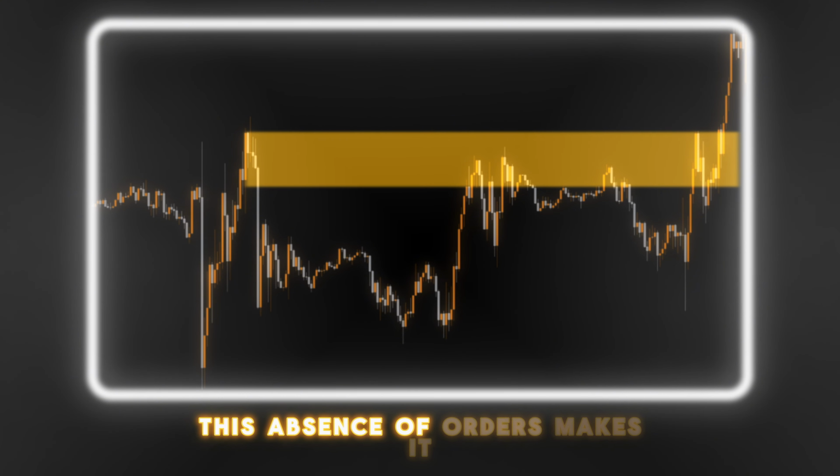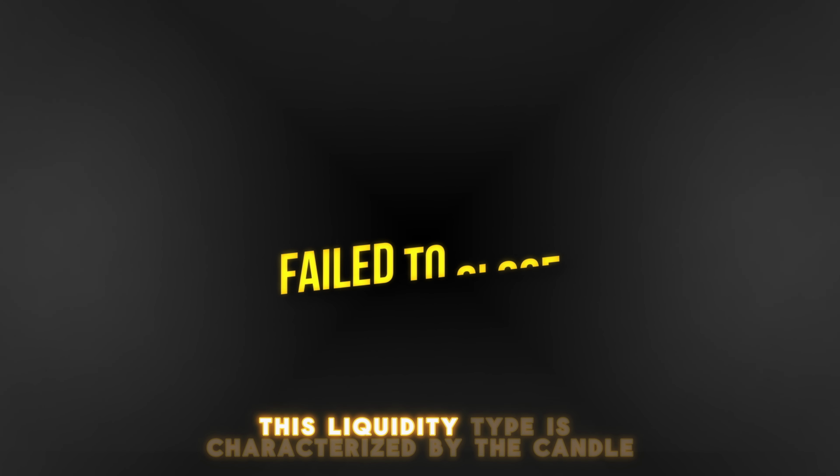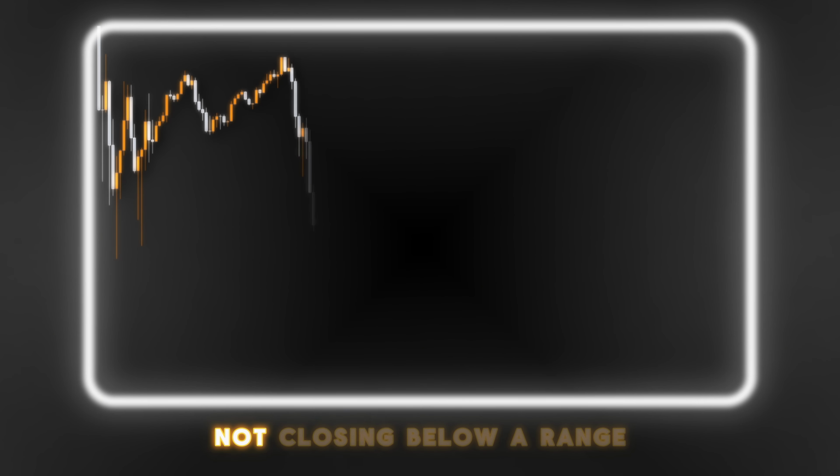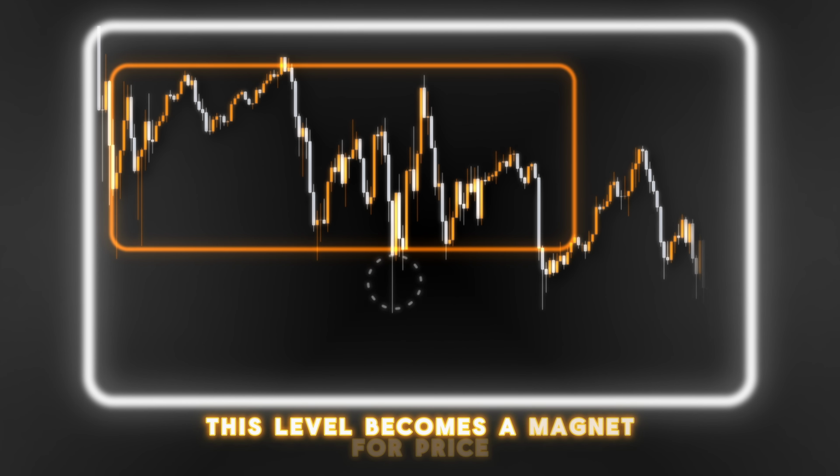This absence of orders makes it easier for price to break through. Next up we have FTC, or failed to close liquidity. This liquidity type is characterized by the candle not closing below a range but wicking through it. This level becomes a magnet for price.